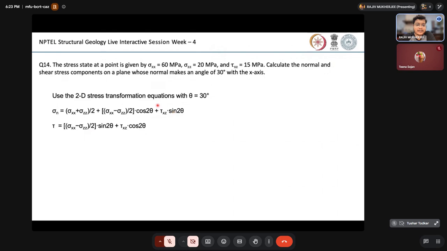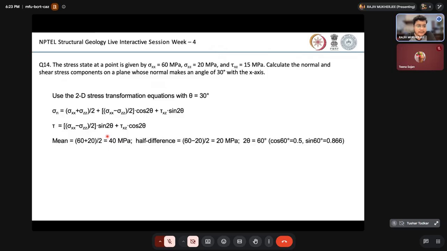And additionally, there is a shear component to this one. For normal stress, you will simply take the sine component of the 2 theta angle, and for the shear traction, you will take the cosine of the 2 theta component, and you will simply add that value.